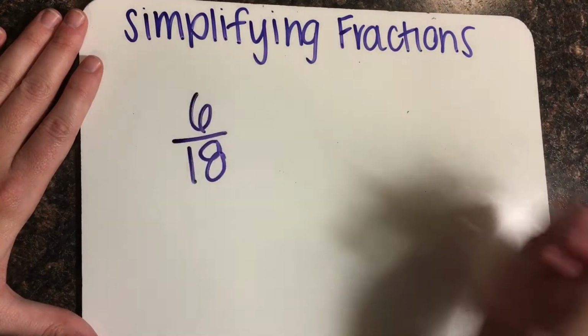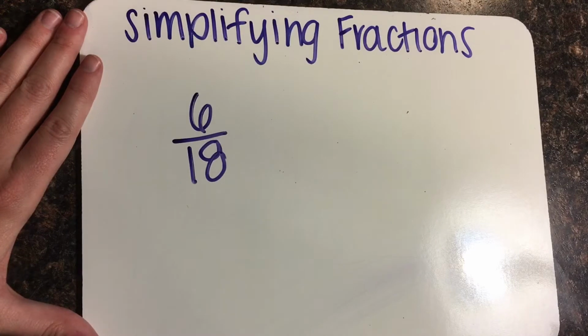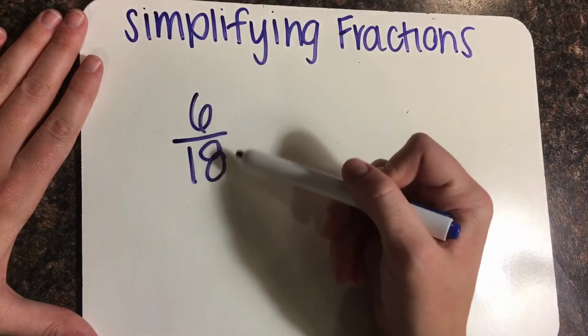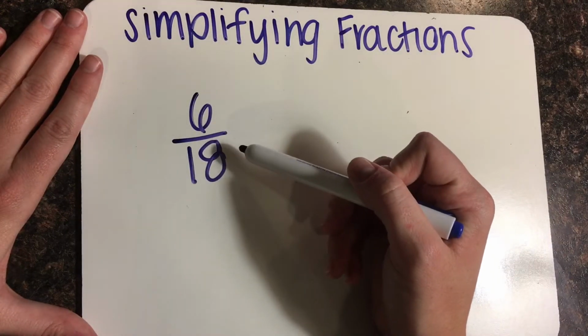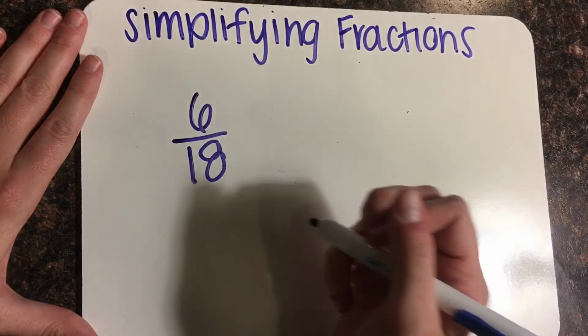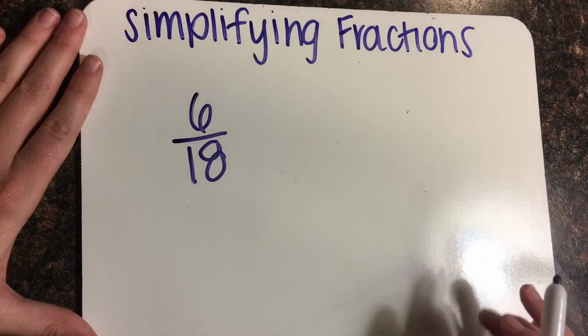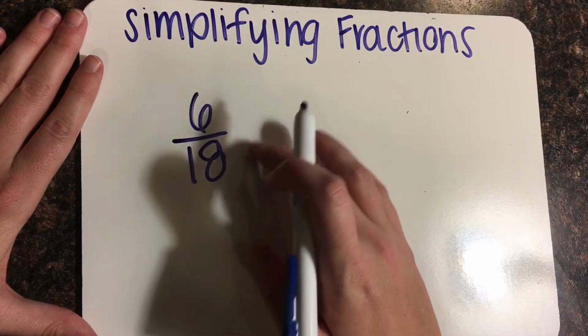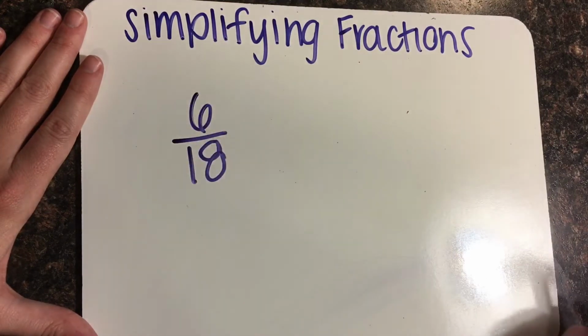6/18. An easy way to tell that a fraction needs to be simplified is if both numbers are even, it definitely needs to be simplified. Okay, so the first step I'm going to do is write the factors of both 6 and 18. So the factors of both my numerator and my denominator.